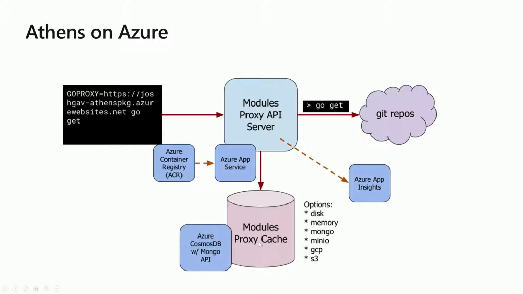Down here for the proxy cache, Cosmos DB actually offers a Mongo API head, so we're just going to use Cosmos with that Mongo head. And that's what this other bottom one here is. And then we can also send off metrics and telemetry that Athens collects to Azure App Insights. Awesome.